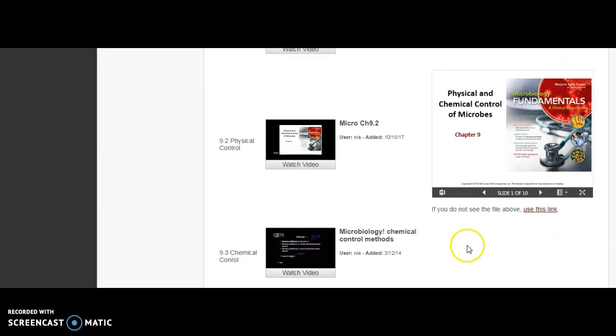Section 9.2 is looking at those physical methods of control. That was really close to getting in underneath that 15-minute deadline. And so then 9.3, that's the chemical control.